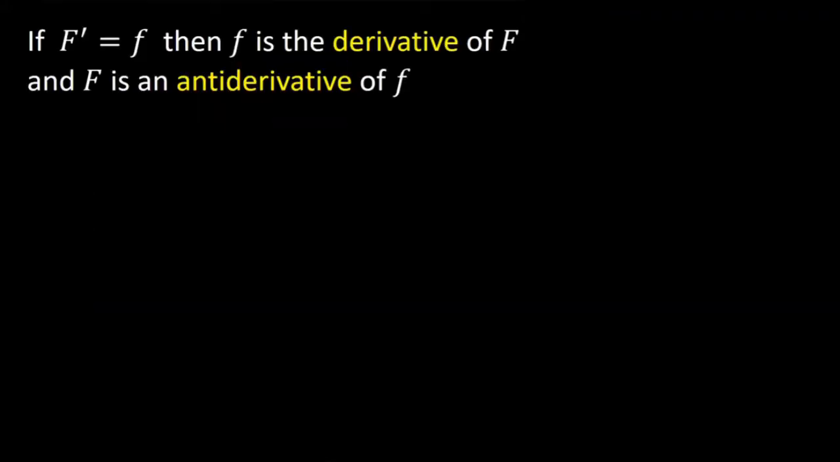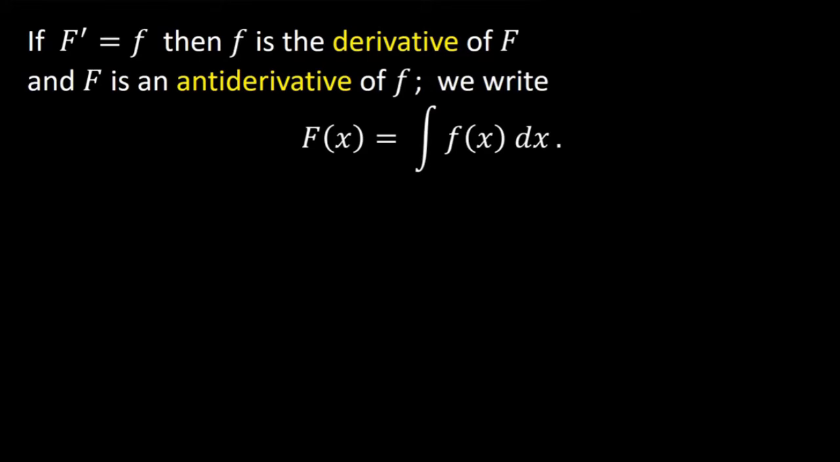Now let's establish some notation and terminology for what we're talking about. If the derivative of capital F is little f, then capital F is the antiderivative of little f, and we write this notation for that. We introduce the curly S notation for antiderivatives. The notation looks mysterious at first, but trust for now that it's all there for a reason. The curly S and the dx are not just for decoration. It does make sense in ways that it's still too early to reveal.